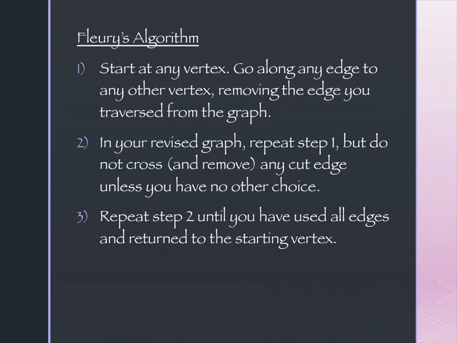And then in the revised graph, the graph that you got in step 1, you repeat that step, but you do not cross and remove any cut edge unless you have no other choice. And you repeat step 2 until you've used up all the edges and returned to the starting vertex. This process allows you to find an Euler circuit.